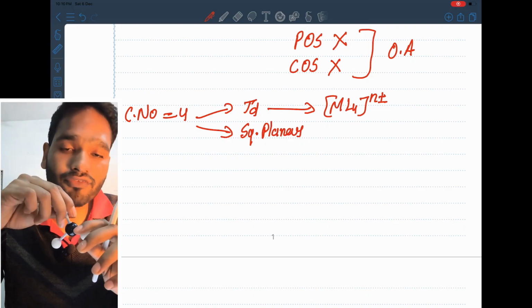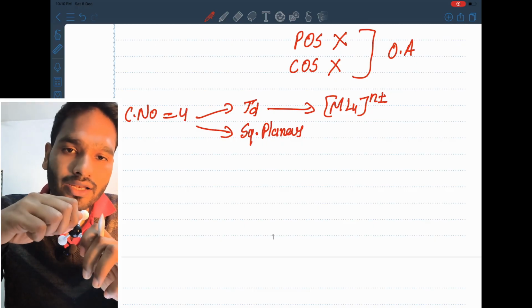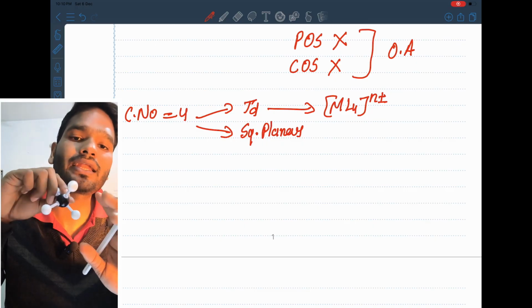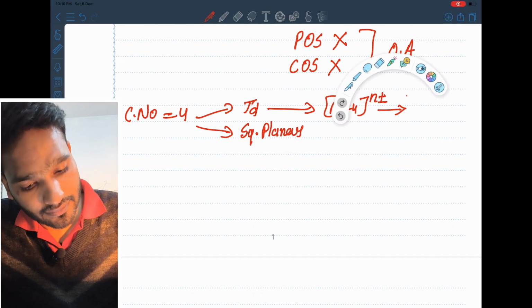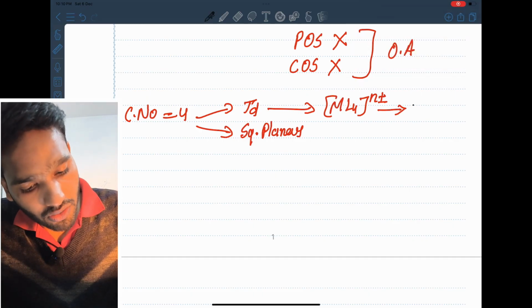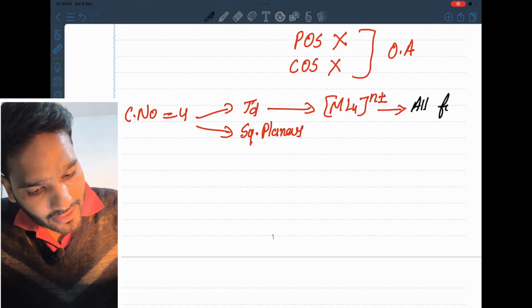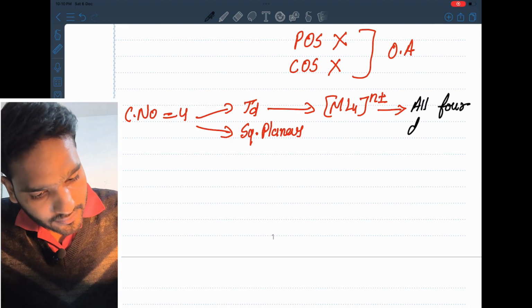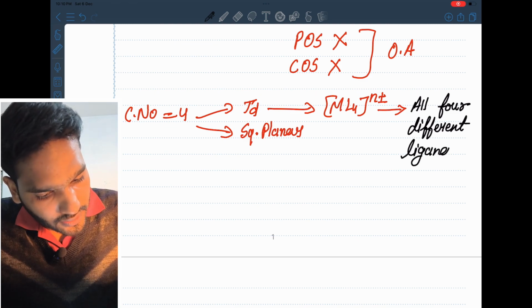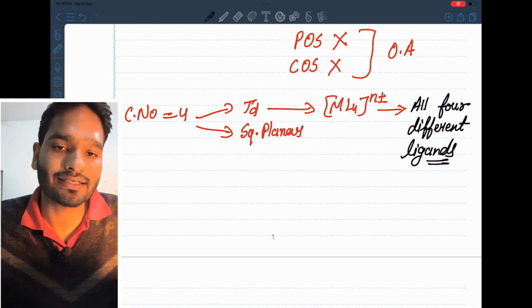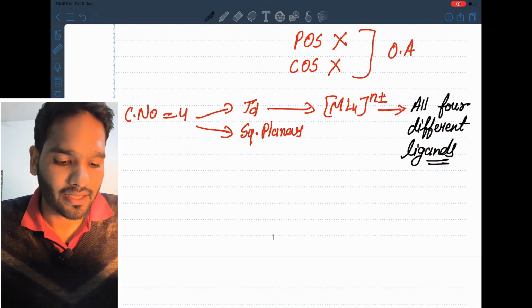So in case of tetrahedral complexes, optical isomerism is only possible when we have different types of ligands. If you have all 4 ligands as different, then optical isomerism is possible. So in case of a tetrahedral complex, we need all 4 different ligands. If all 4 different ligands are there, then it will be optically active.